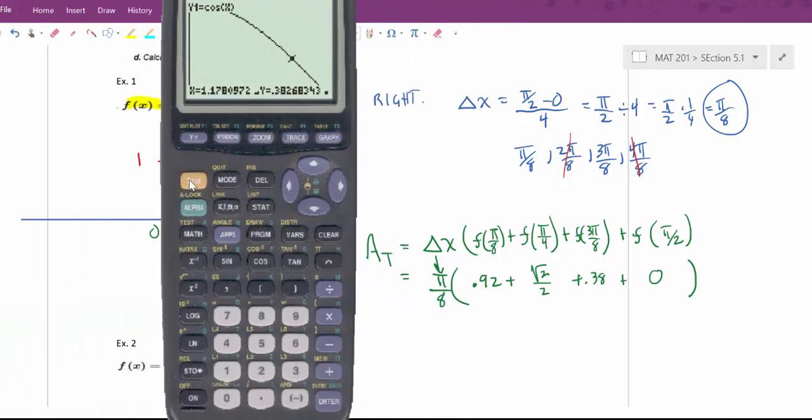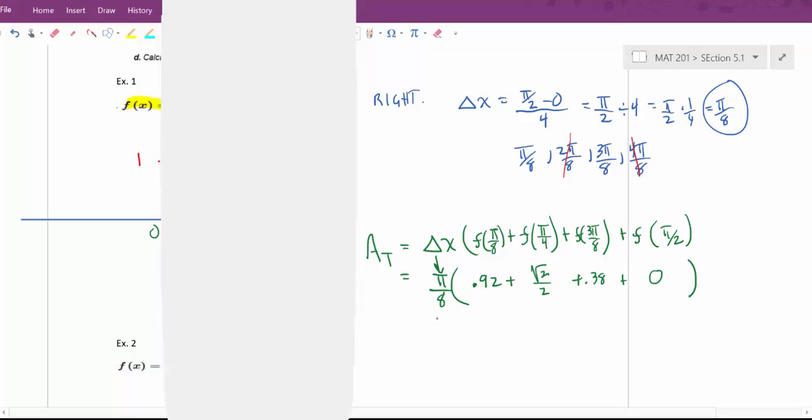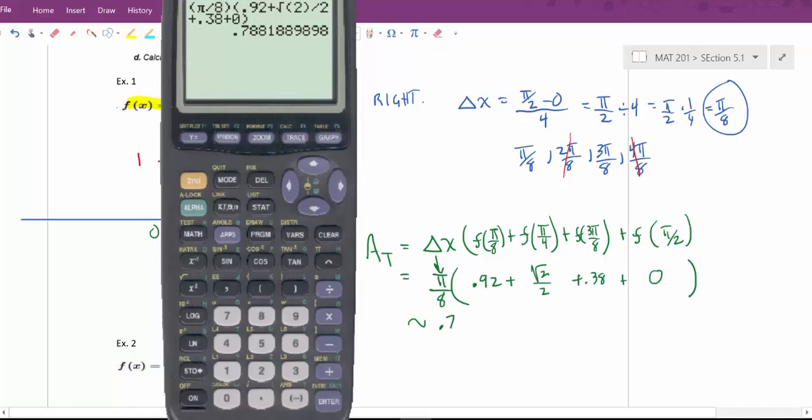Then what we can do on this is just do the rest of this on the calculator. So I can just go pi over 8 in parentheses, and then 0.92 plus, and then you can go ahead and put square root of 2 over 2. You could have used a decimal on that if you wanted to. And then plus 0.38, and then plus 0, which you don't have to do, of course. So anyway, you would get an answer of approximately 0.78, and that's probably good. Now let's just round that to like 0.79, and that would be an approximate area.